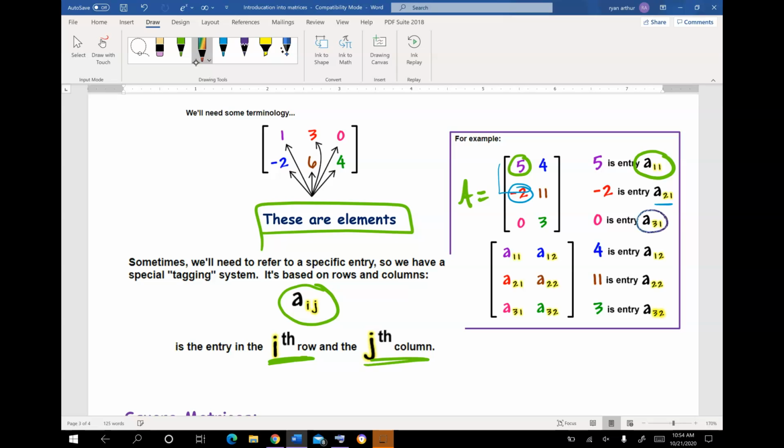Here, A31. That is the third row, first column, which is 0. Okay, so the first little number is your row, the second little number is your column.